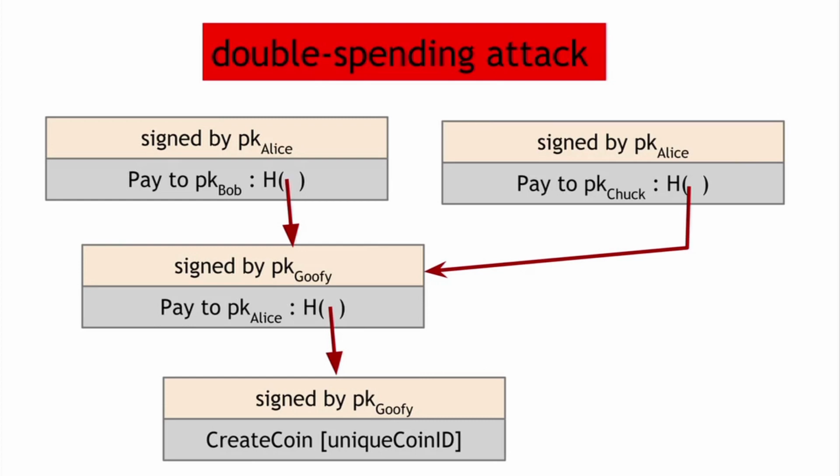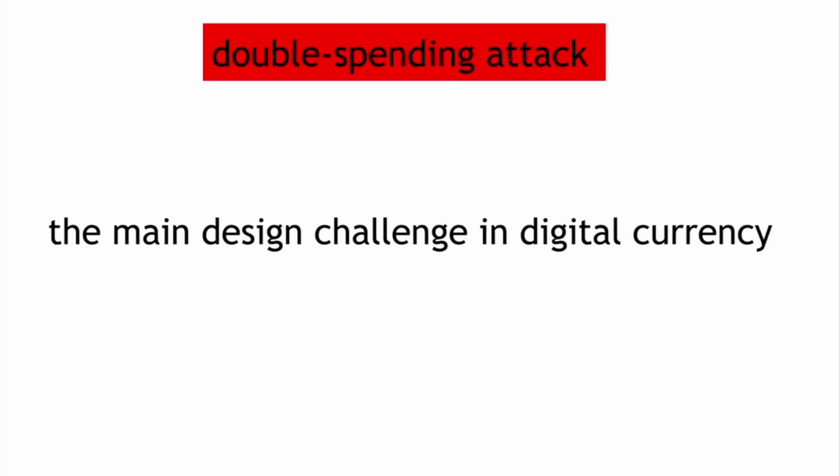Double spending attacks are one of the key problems that a cryptocurrency has to solve. Goofy Coin does not solve the double spending attack, and therefore Goofy Coin is not secure. So although Goofy Coin is simple and we understand its rules, it won't cut it as a cryptocurrency because it allows double spending. So in order to build a cryptocurrency that is going to be workable, we need to have some solution to the double spending problem. And indeed, the double spending problem is the main design challenge that we face in designing a cryptocurrency.